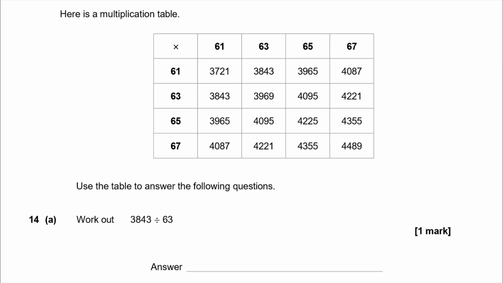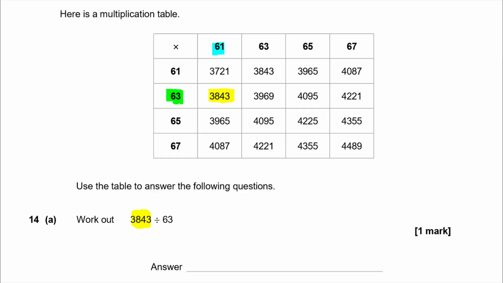38,043 divided by 63. Okay. So we're dividing here, not multiplying, and we're dividing a big number. But if you look on the table here, look, 3843, where does that appear? It's here, isn't it? So I know from the table that 3,843 is 63 times 61.